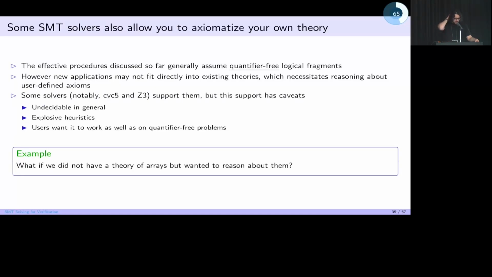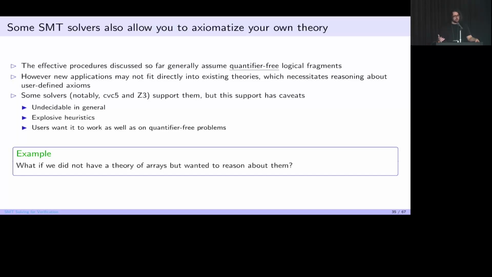So one thing I wanted to say also is that many SMT solvers support quantifiers in which you can do your own axiomatization of a theory. Notably, CVC5 and Z3 have good support for them. When you have quantifiers, however, and this is the motivation for why in the previous series we'll be focusing on quantifier-free fragments, you almost always get to undecidable fragments, so you can only hope to have incomplete procedures that are not going to behave as well as in the quantifier-free fragments, so users are going to be disappointed.